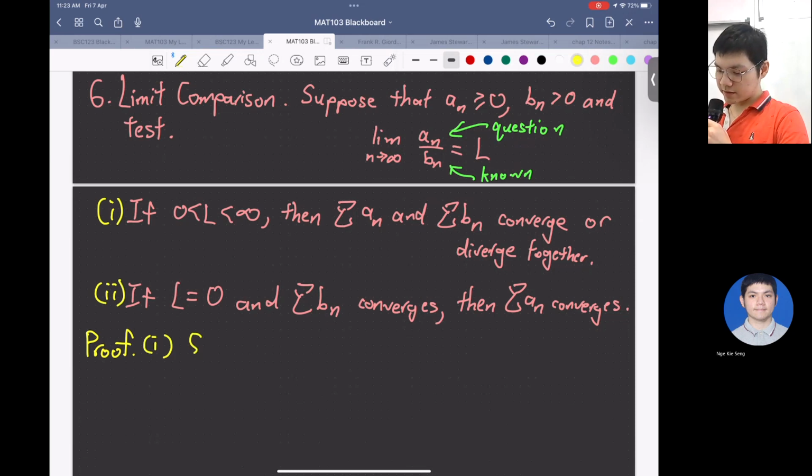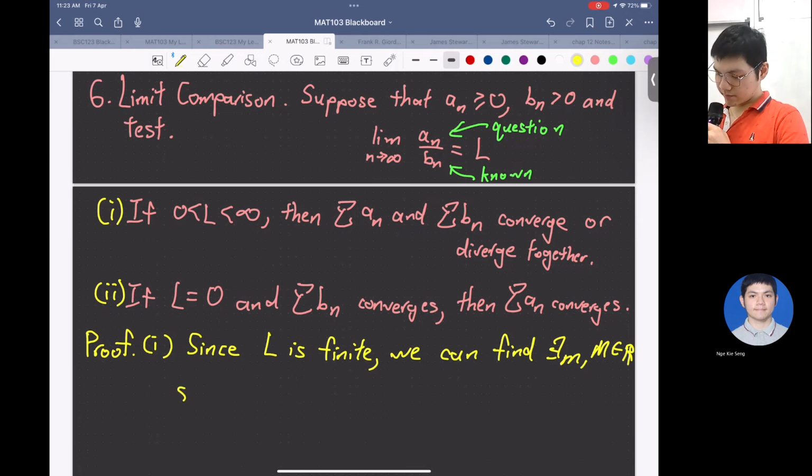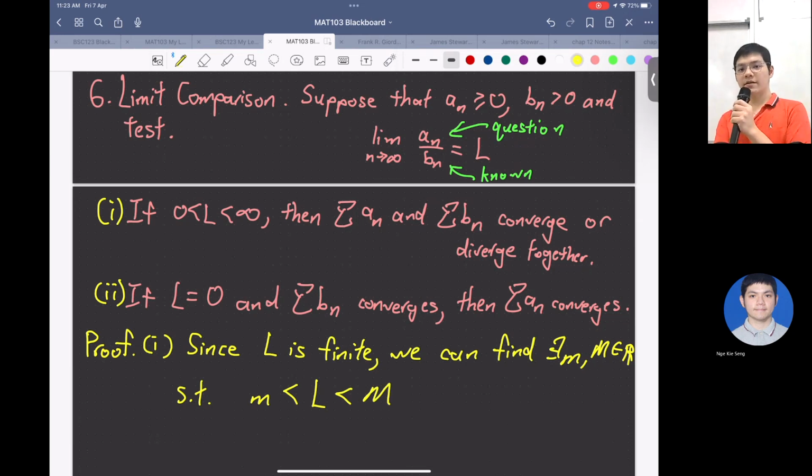Okay, since L is finite, we can find some little m and capital M in R, such that little m is less than L, is less than capital M.